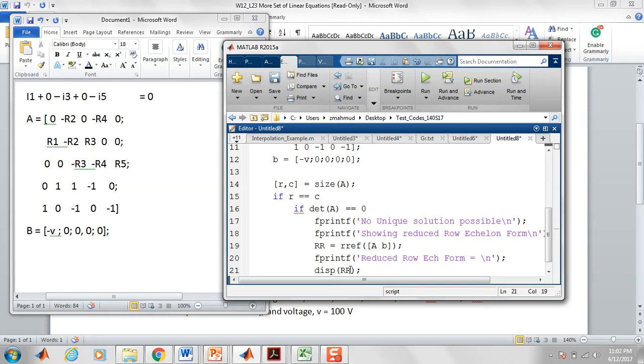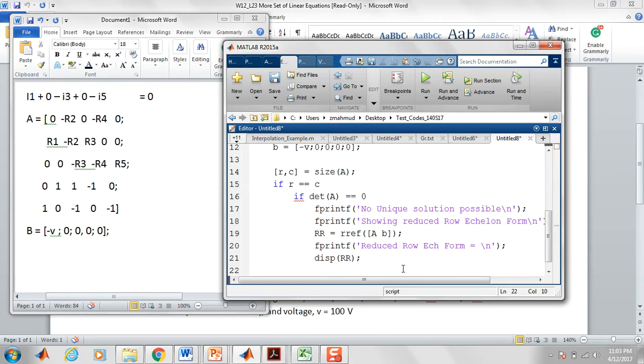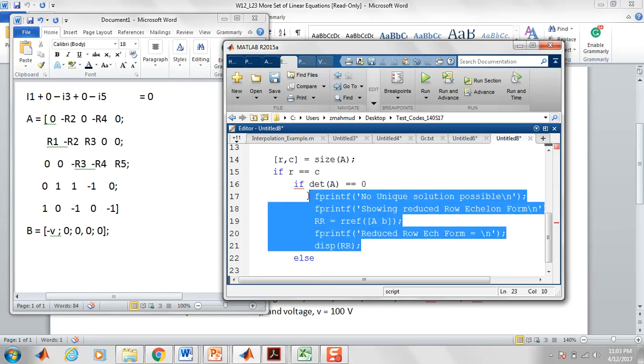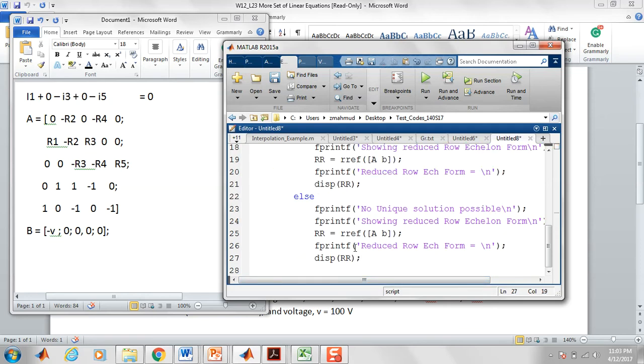So that way that's pretty much it done. But you can certainly write fprintf to print this, but then depending on how many unknowns there are, 4 or 5, you have to create that many percentage specifiers to print the values. So instead, just display RR should take care of this. Then I will have else, so determinant is not 0, then I will have a unique solution. That is what you know for sure. So what I want to do is just copy and paste here.